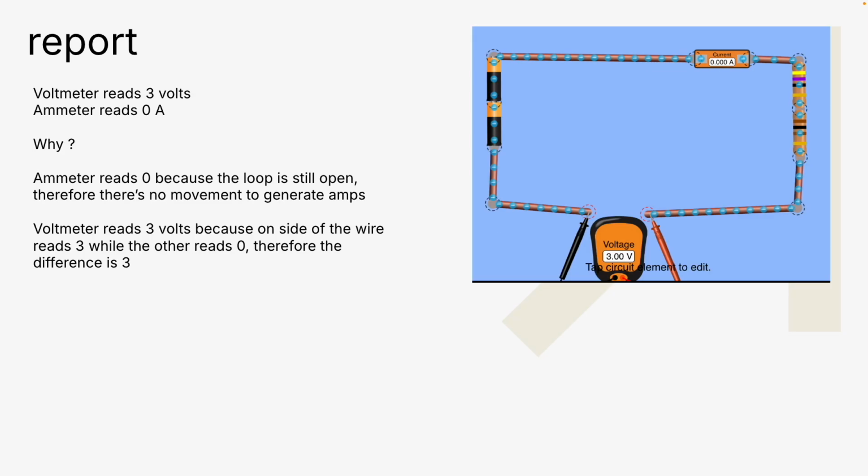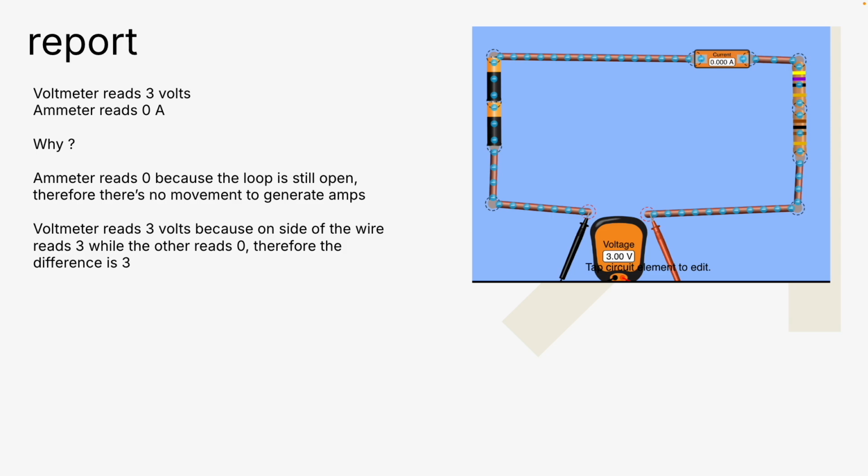When disconnecting the ammeter in the bottom corner and connecting a voltmeter, you can see the following results. The voltmeter reads 3 volts, while the ammeter reads 0 amps. Why is this? The ammeter reads 0 because the loop is still open, therefore there's no movement to generate amps. The voltmeter reads 3 volts because one side of the wire reads 3 while the other reads 0, therefore the difference is 3 volts.